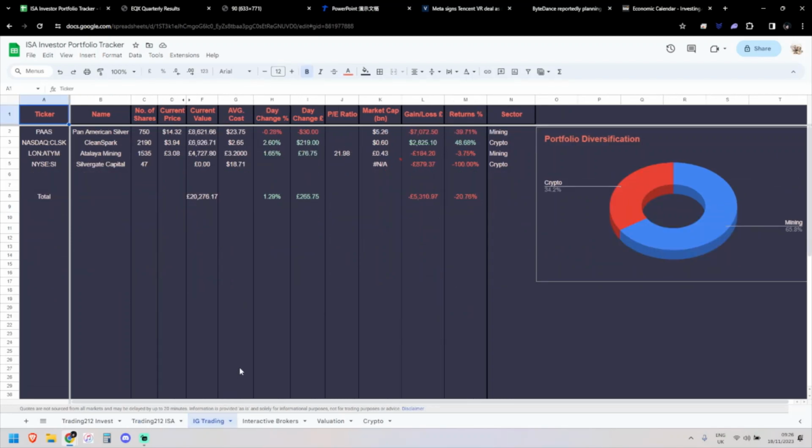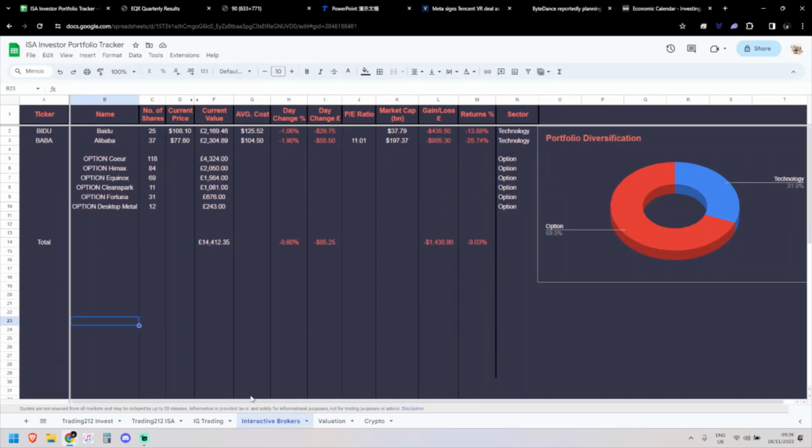Yeah, IG Trading slightly up across the board. And Interactive Brokers, yeah, the Chinese tech has been taking a bit of a knock, aside from Tencent, which has been doing a bit better than the rest, it seems. I have to have a look at Alibaba. They've dropped quite a bit. Not really a huge position for me, but I'll have a look at Alibaba and Baidu.